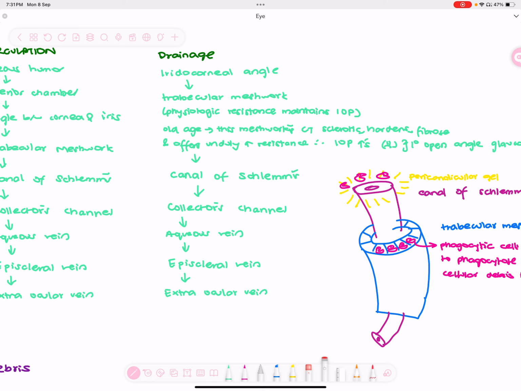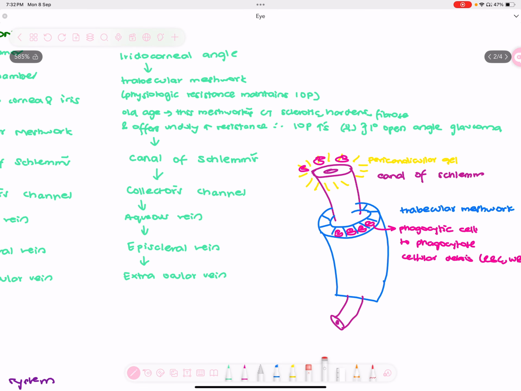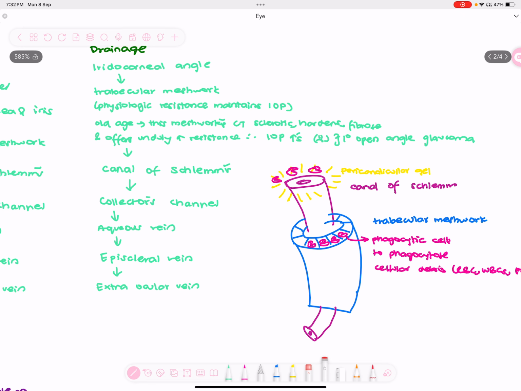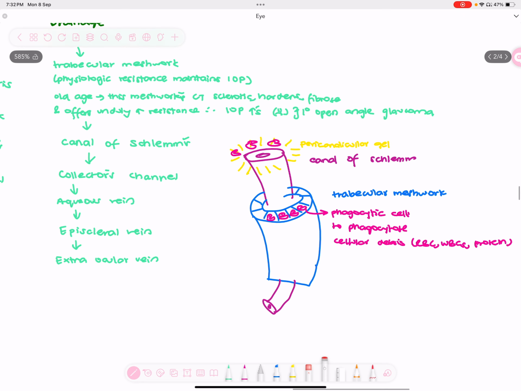So from this trabecular meshwork, your aqueous humor moves to the canal of Schlemm. This is the canal of Schlemm. So it moves here. From there, it moves to the collector channel. From the collector channel, it moves to the aqueous vein. From the aqueous vein, it moves to the episcleral vein. From there, it moves to the extraocular vein. And that's how all of it is drained and then recycled.